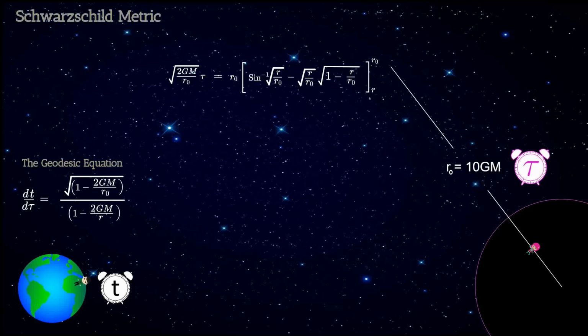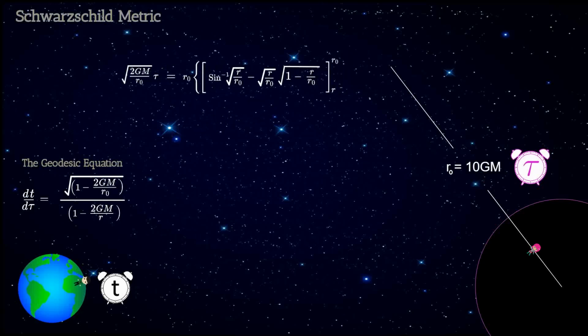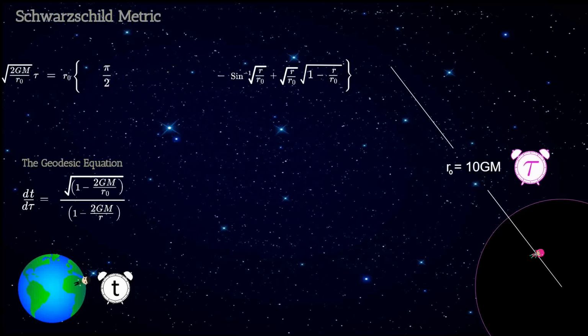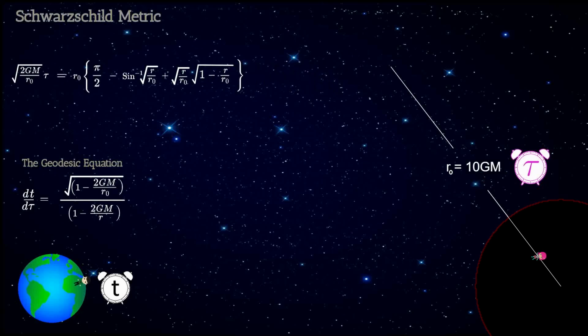And now we must evaluate the expression between r naught and r. Now the inverse sine of 1 is pi by 2, and the second term cancels because of the 1 minus 1. So we can go ahead and simplify this expression further. Now let's finish up by solving for tau.